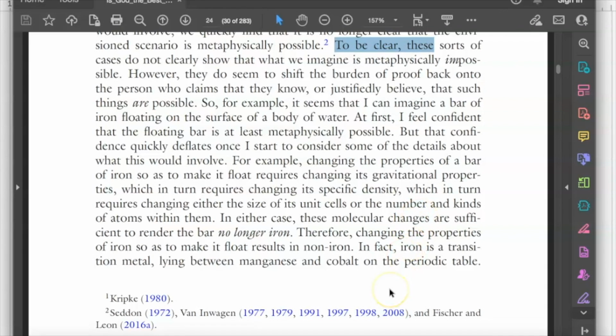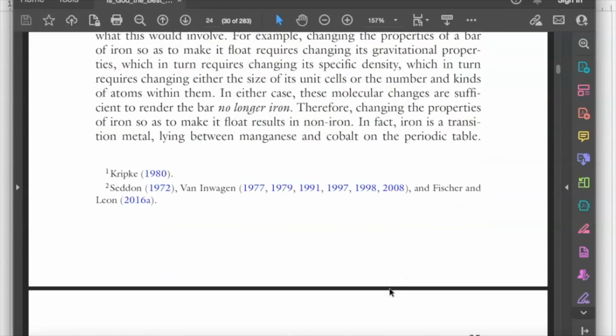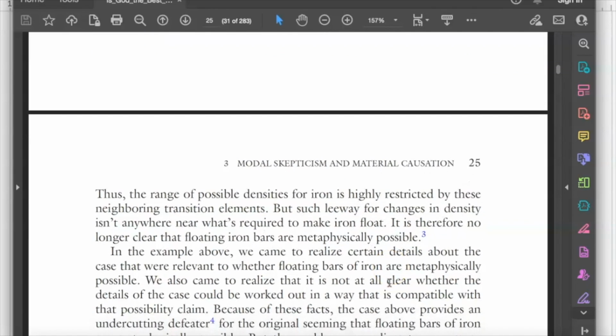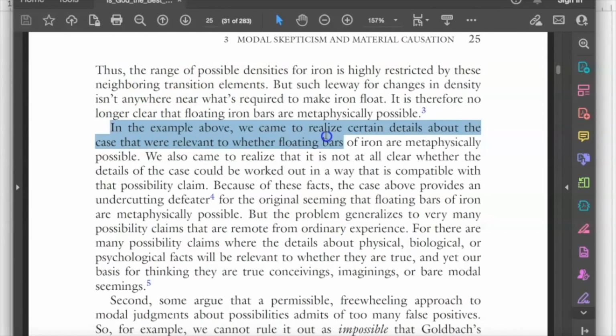In fact, iron is a transition metal, lying between manganese and cobalt on the periodic table. Thus, the range of possible densities for iron is highly restricted by these neighboring transition elements. But such leeway for changes in density isn't anywhere near what's required to make iron float. It is therefore no longer clear that floating iron bars are metaphysically possible. In the above example, we came to realize certain details about the case that were relevant to whether floating bars of iron are metaphysically possible. We also came to realize that it's not at all clear whether the details of the case could be worked out in a way that is compatible with that possibility claim.